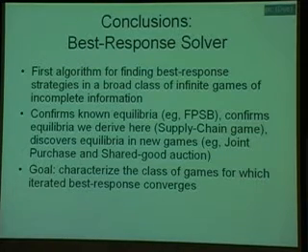To conclude the first part of this presentation, we have an algorithm for computing best response strategies in a broad class of two-player infinite games of incomplete information. We've used it to confirm many known equilibria in the literature, confirm some that we've derived by hand, and discovered equilibria in new games, like in the joint purchase and shared good auctions.